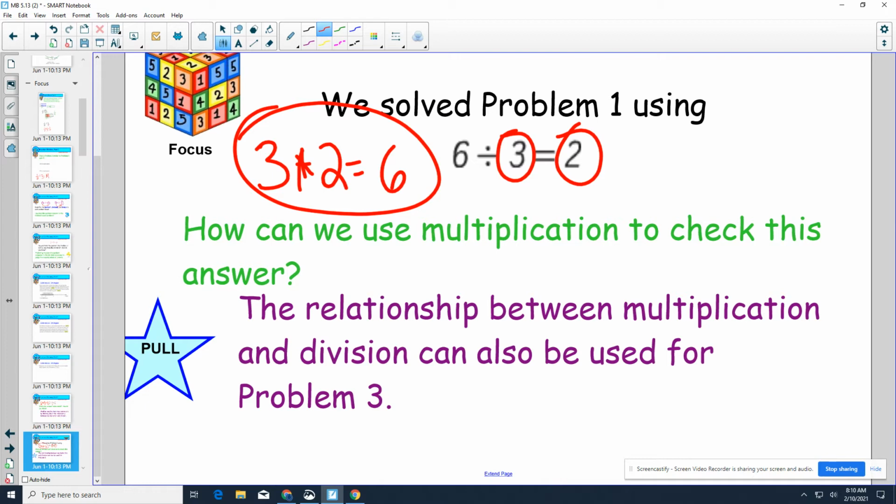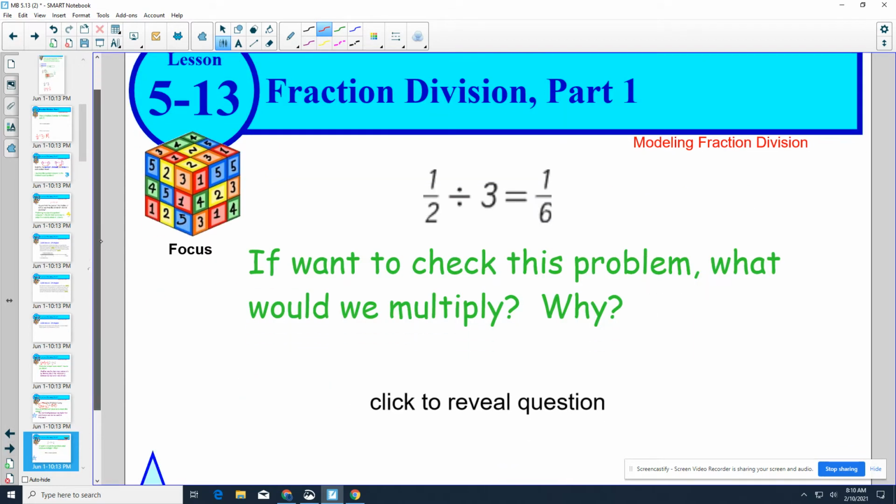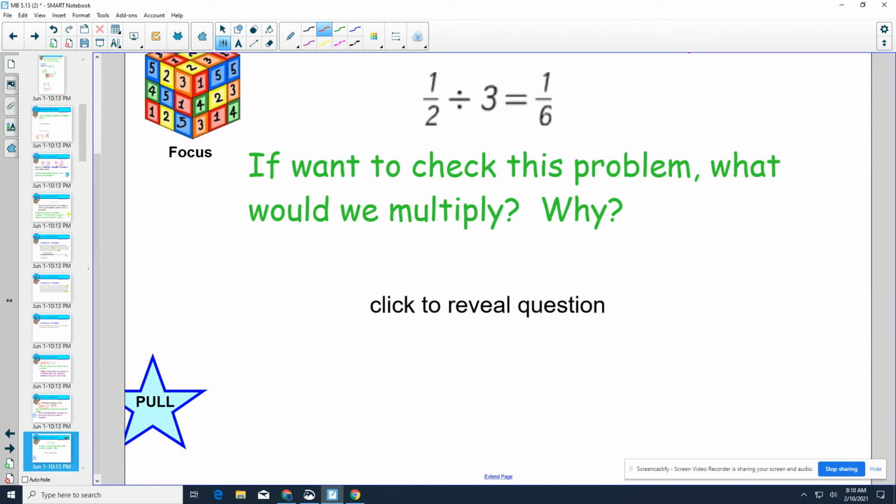So one way that you can check your answer is to take your divisor and multiply it by your quotient and see if you end up with your dividend or your original. So if you want to check this problem, what would I multiply? Let's think about that a minute. I just said that if you take your divisor and your quotient and you multiply those, you should end up with your dividend. So will that work here? Let's see.